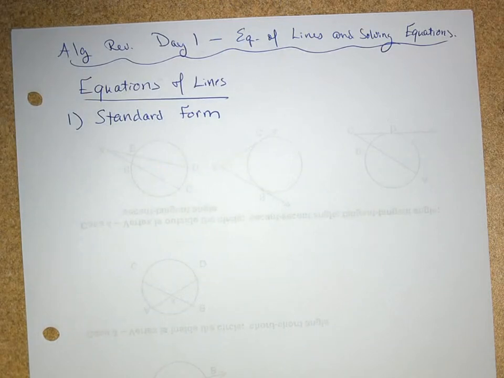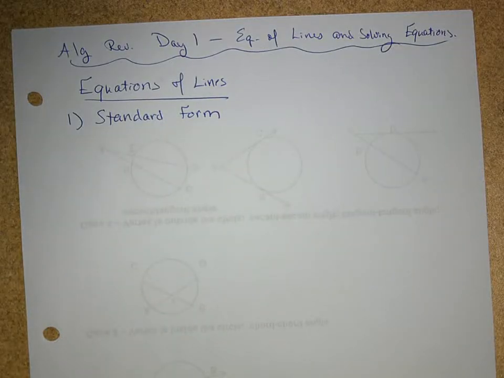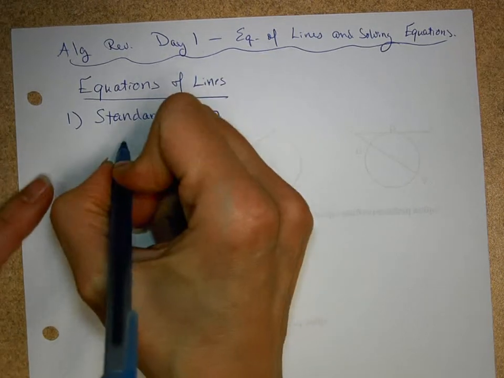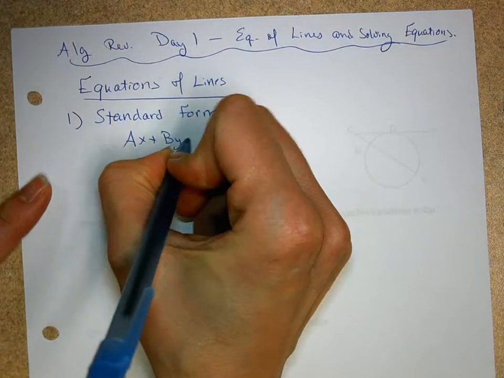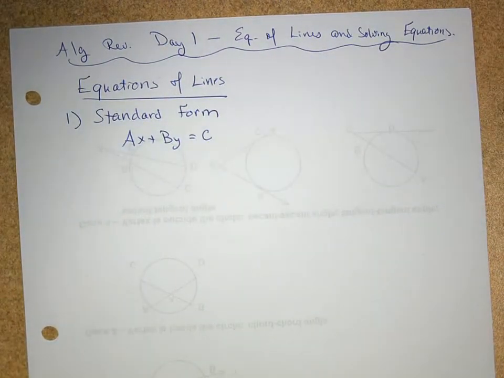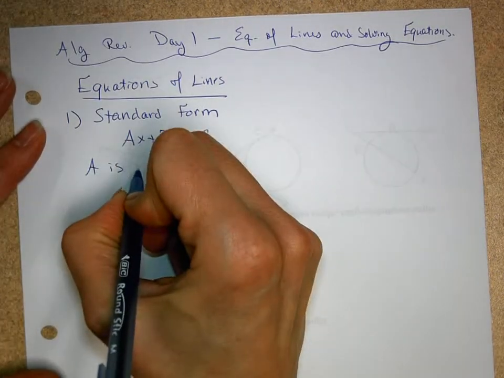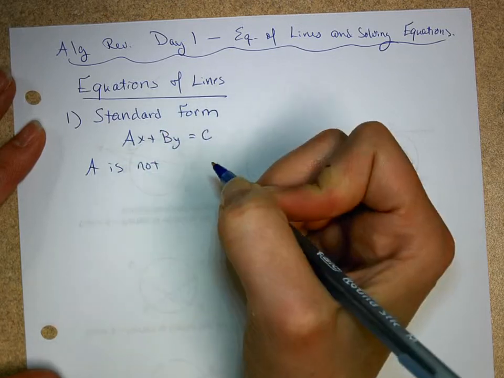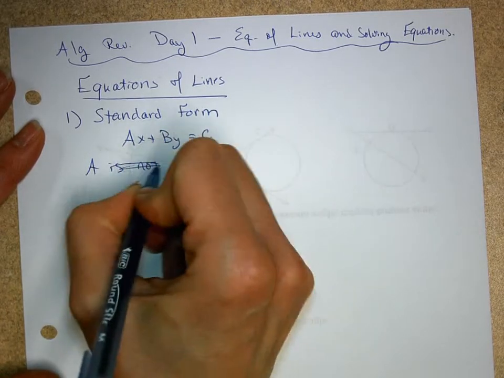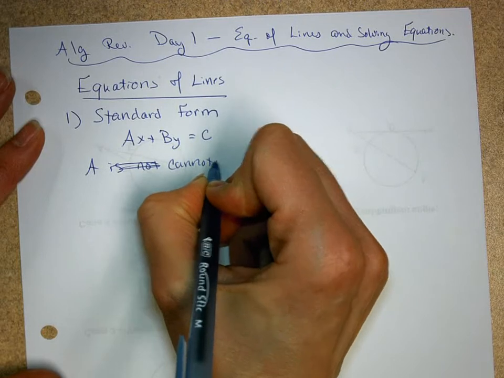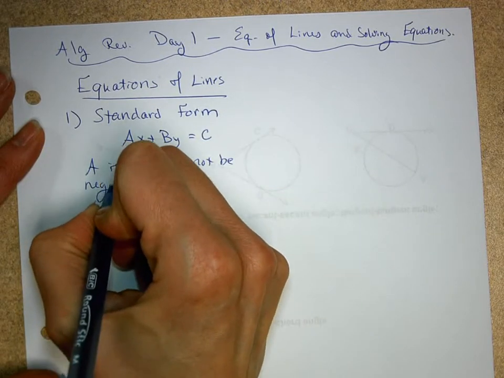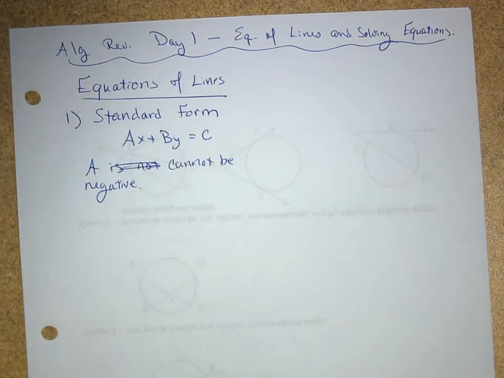Can anyone remember what it is? Yep, ax plus by is equal to c. Excellent. Now, talk to me. What else were some of the stipulations with this? Right. A cannot be negative. I like saying cannot be better. Cannot be negative. Now, you will see it written as a negative, but when you're trying to write as a whole class, you want to make sure we're all in the same form.